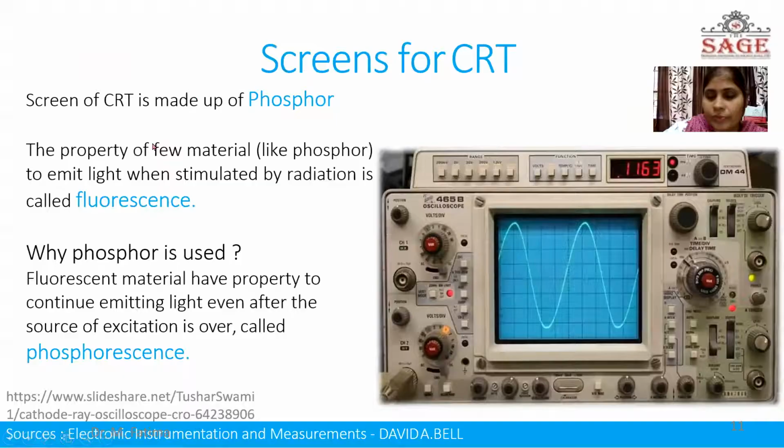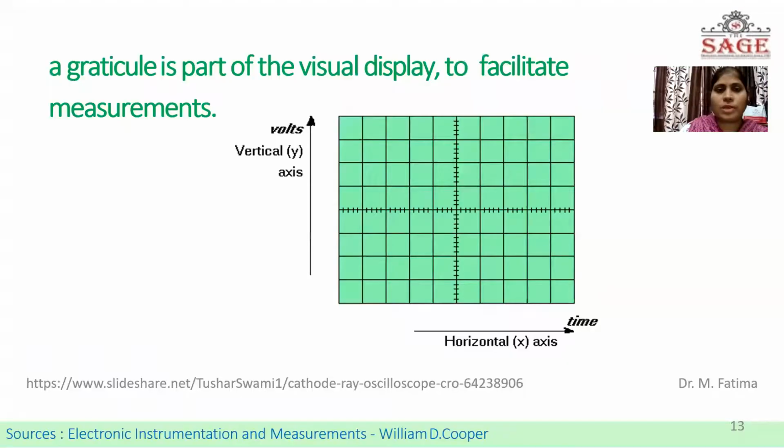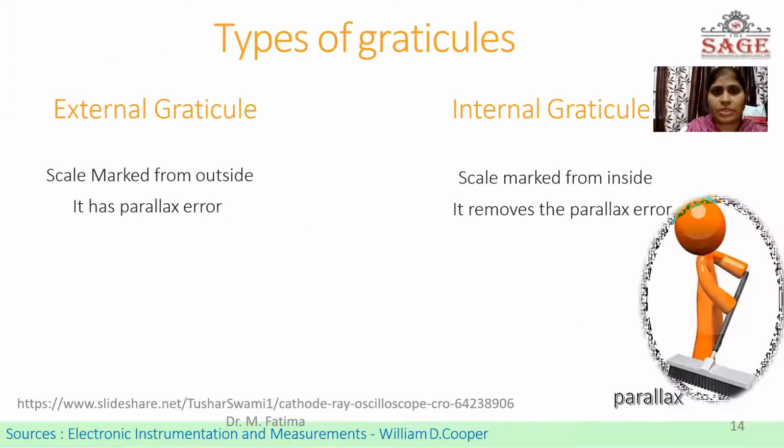See here, you can see this screen is divided into parts or divisions. This is one division, it is equal to 1 centimeter. This is another division, and so on. And on these divisions, the subdivisions are also present. So these are the graticules. Graticules are used to do the measurements easily.